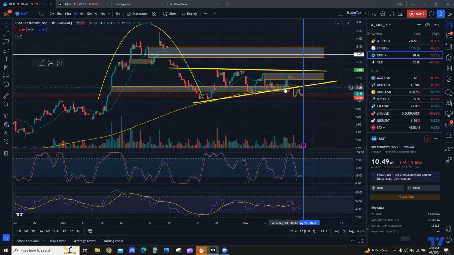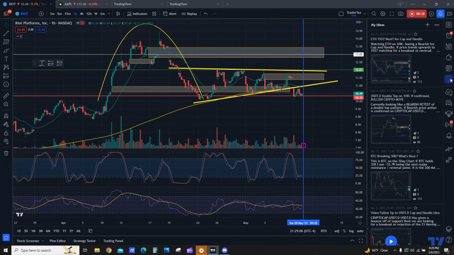So I actually got into a Riot call down here, same idea, bottom of the pattern, even though it's a bearish pattern. I got into a call here, and then it ran up and filled this gap. So that was another pretty good trade that I made. And then after it filled this gap, we moved to the downside.